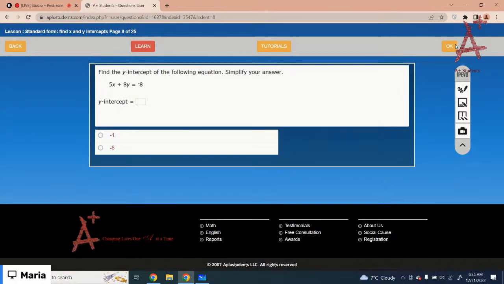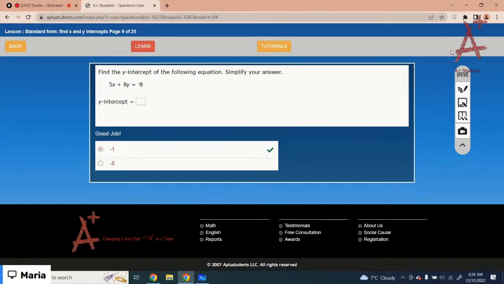Okay, find the y-intercept of the following equation. Simplify your answer. You have to find the y-intercept. So for the y-intercept, we always put x equals 0 in the equation. So which is the correct option? Negative 1 is the correct option. Just select the correct option and click on the OK button.